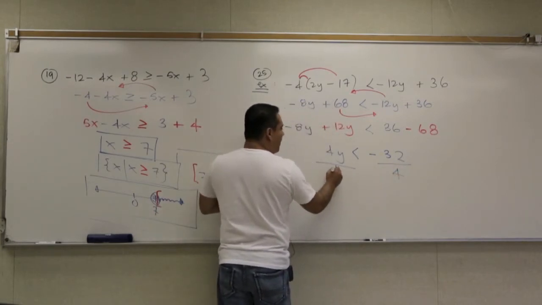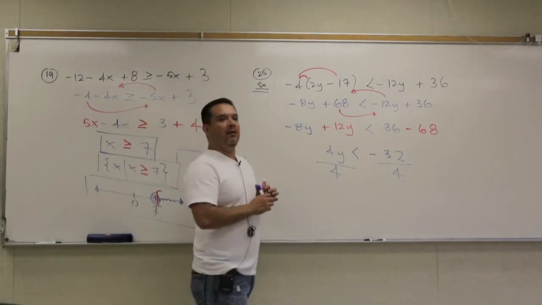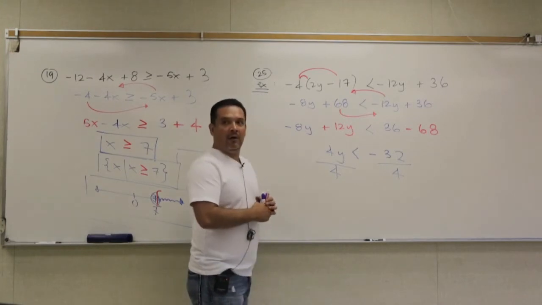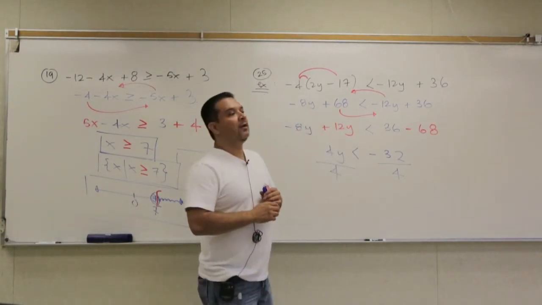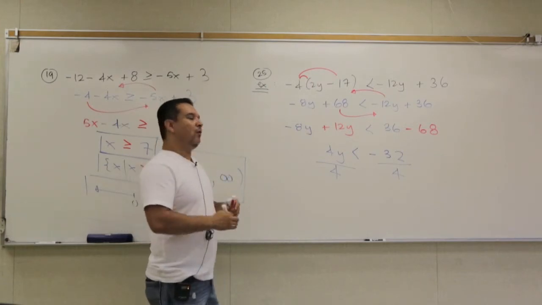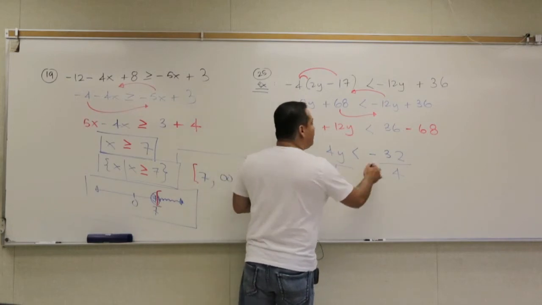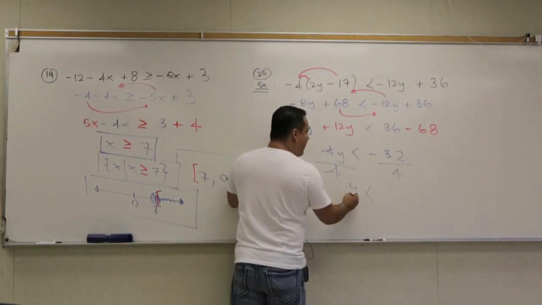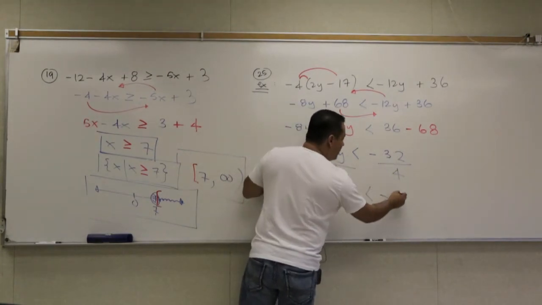Do I have to switch the sign? No, I don't. Why is that? I divided by what? A positive. Don't switch the sign. Yes. If the 4 was negative, then you would switch the sign? Yep. Only when I divide both sides by a negative, or multiply both sides by a negative, do I switch my sign. Cancel, cancel. Less than. Here's y. What's 8 divided by 4? 2.